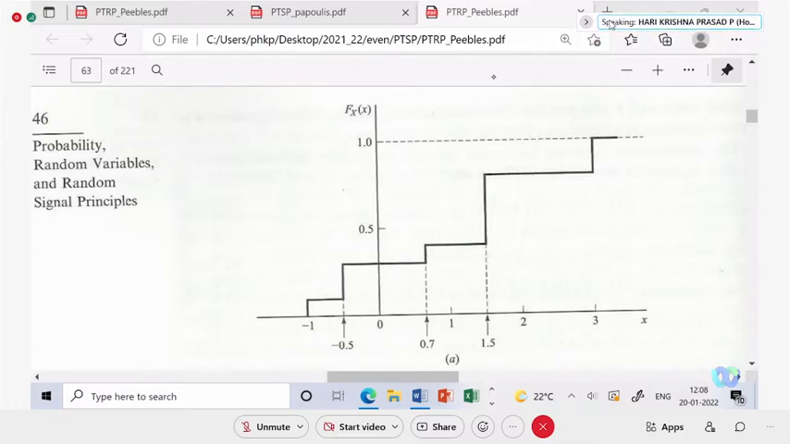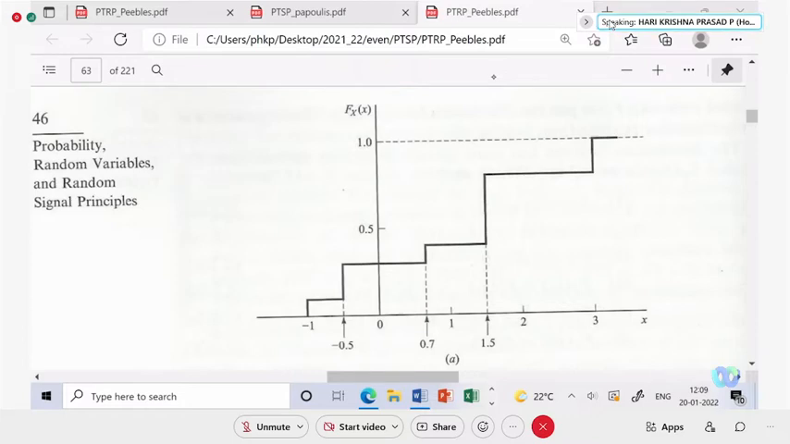So like that, if you are given a curve, you can infer whether it is the distribution function of a random variable or not. Every property can be seen. What is the maximum value of this function? 1. So that is the property. What is the minimum value of this function? 0.